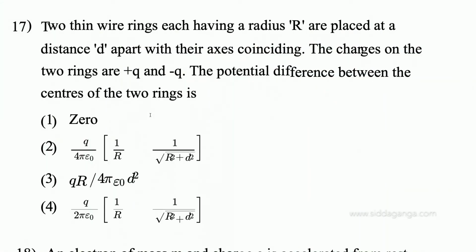Now, two thin wire rings, each having a radius r, are placed at a distance d apart with their axis coinciding. The charges on the two rings are plus q and minus q. The potential difference between the centers of the two rings is?